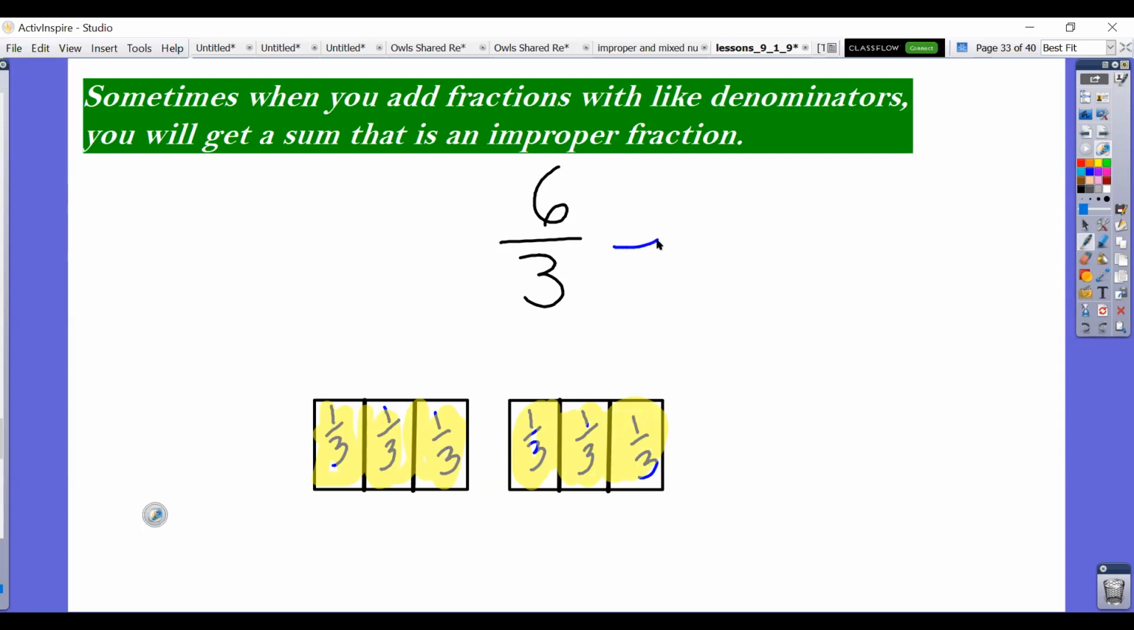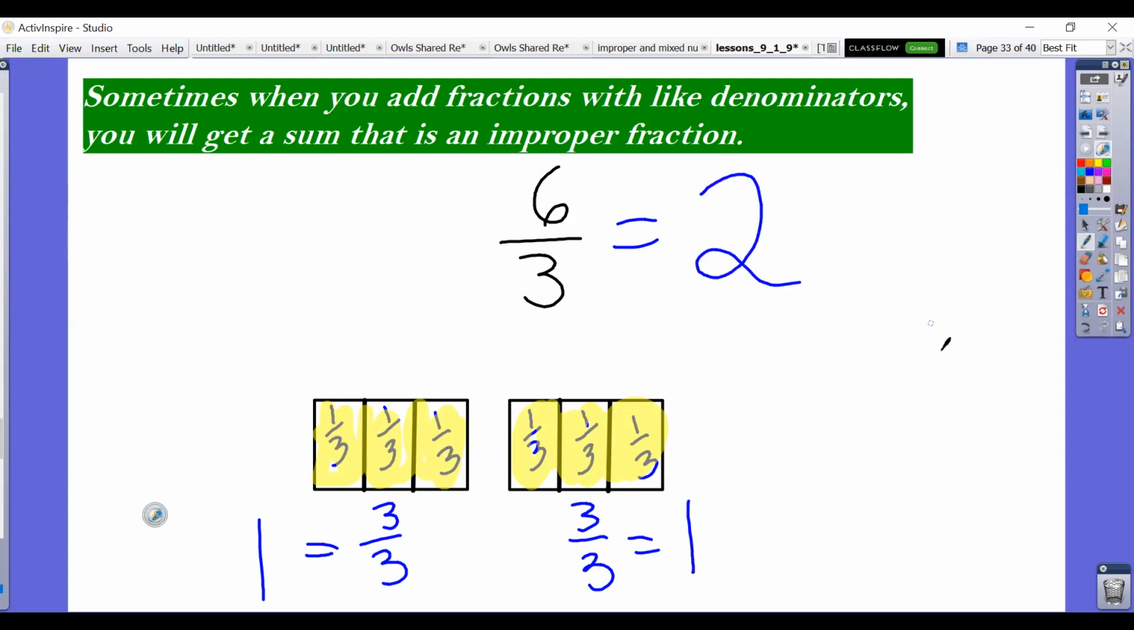Okay. So I want you guys to notice when you look at the model, how many wholes are in 6/3? Well, I know that 1/3 plus 1/3 plus 1/3 gives me 3/3 here. And I know that this over here, 1/3 plus 1/3 plus 1/3 gives me 3/3. So really I have 3/3 and another 3/3. Well, what is 3/3 the same as? 3/3 is the same as 1. So really 6/3 is the same thing as 2. And there's no remainder left over. I don't have any thirds on the side here that I need to include in that. So we can say that 6/3 is the same thing as 2 wholes.